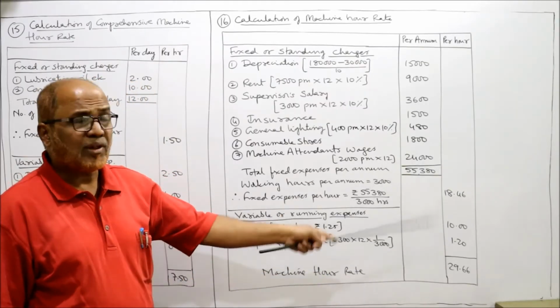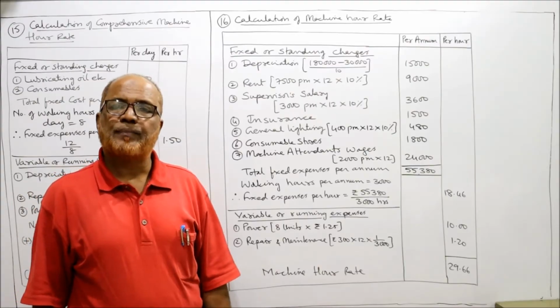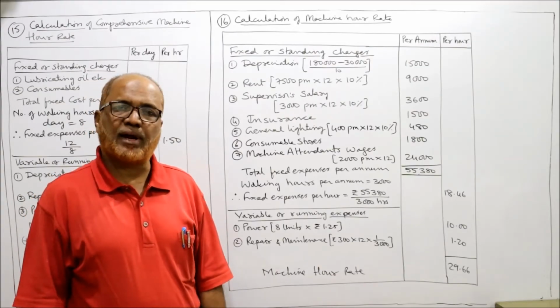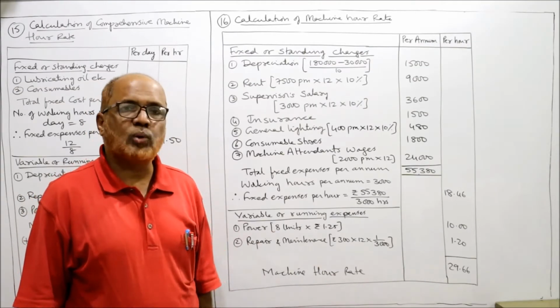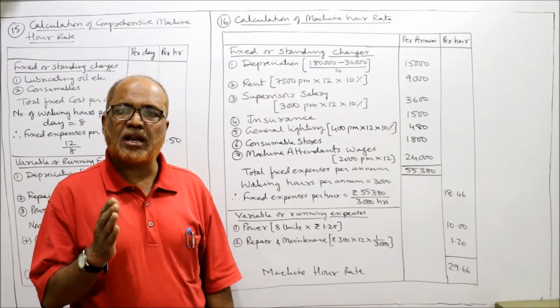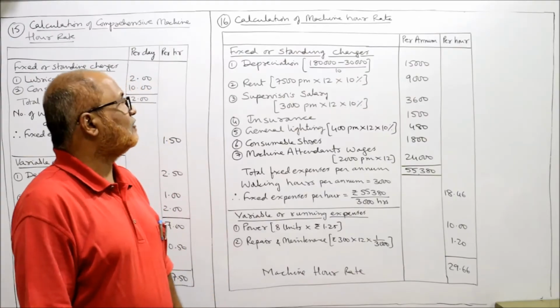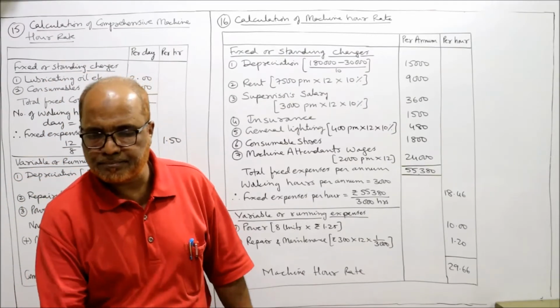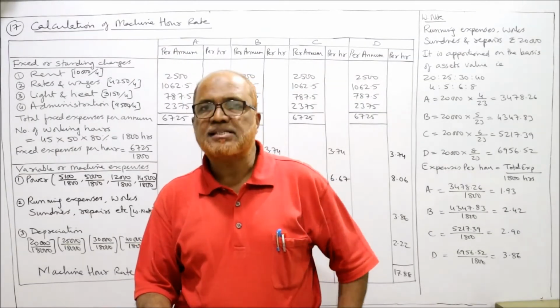So we got fixed expenses per hour and variable expenses per hour for every element. The total comes to 29.66. This is the machine hour rate. This is the end of problem number 16. Now we'll start the 17th problem.